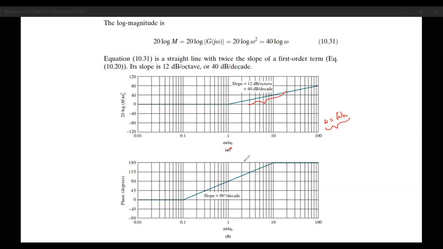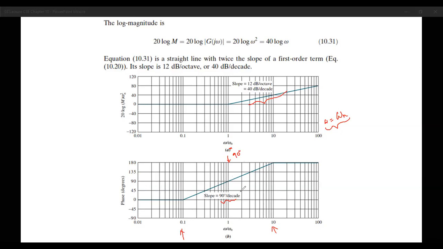What about the phase at break frequency? It will be 90 degrees. You can also prove it by plugging the value into the equation. It will start 1 decade early and end 1 decade later. Previously it was 45 degrees per decade, now it will be a 90 degrees per decade line.